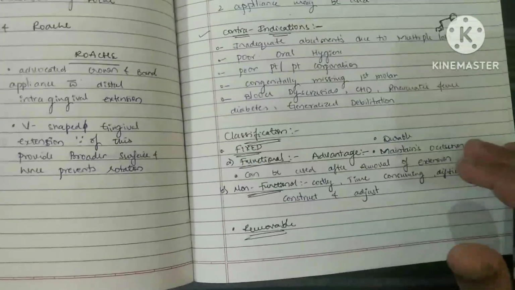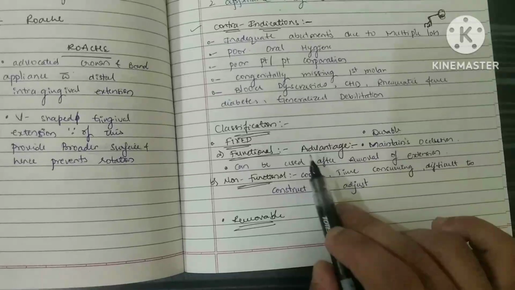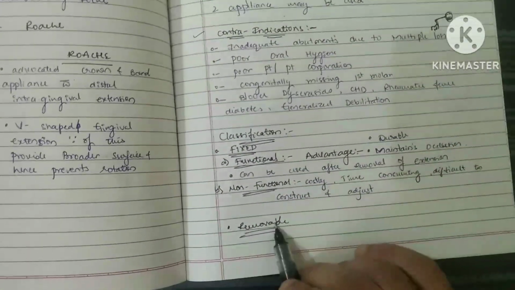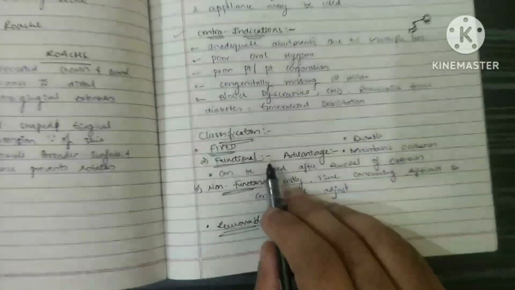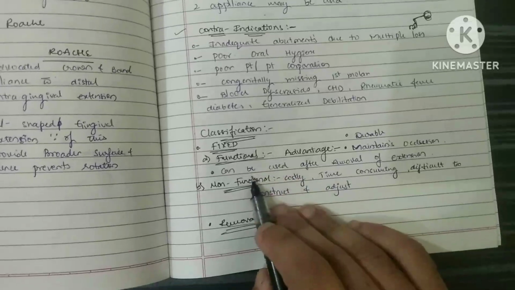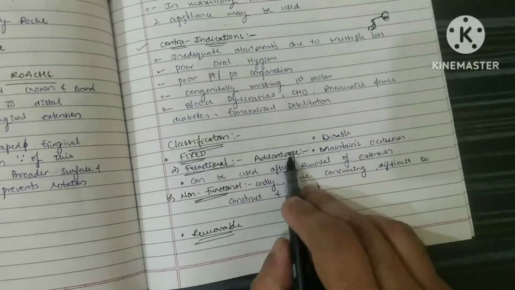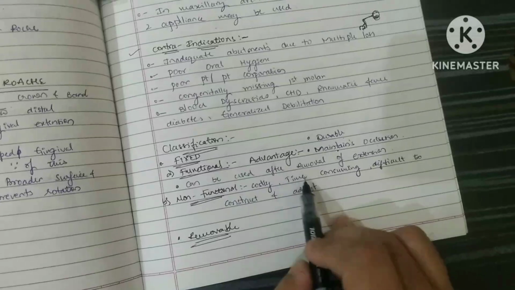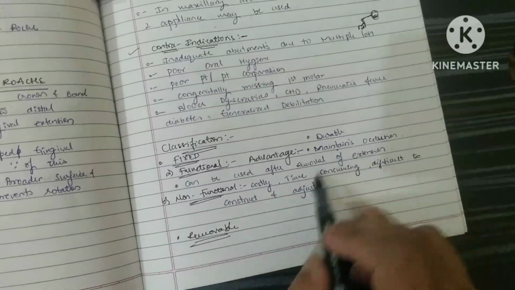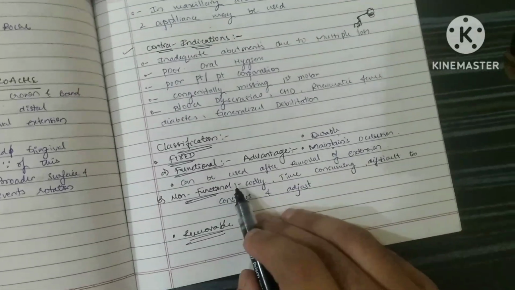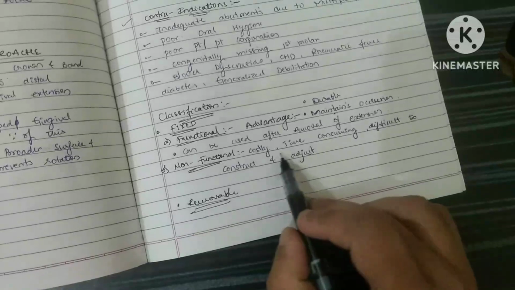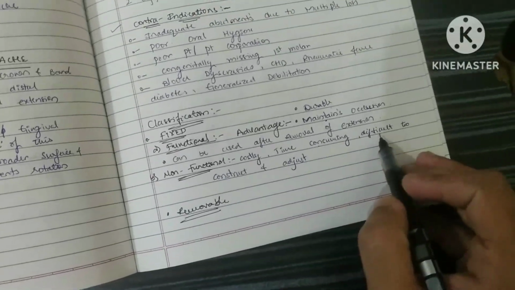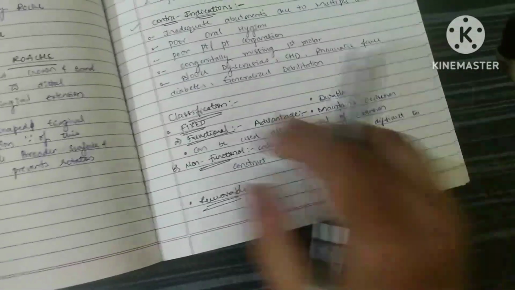Now coming to the classification, it has fixed and removable. Fixed itself has two types, functional and non-functional. The advantages of this are that it is durable, it maintains the occlusion, and it can be used after the removal of the extension. But in the non-functional type, it is costly, time consuming, and difficult to construct and adjust.